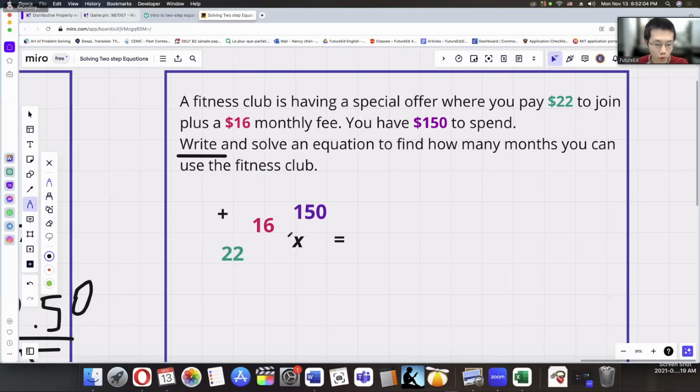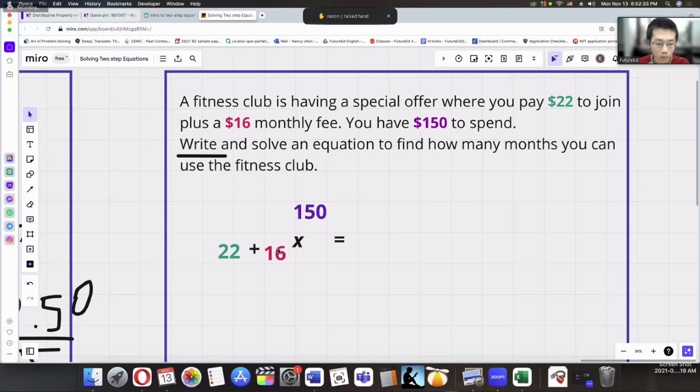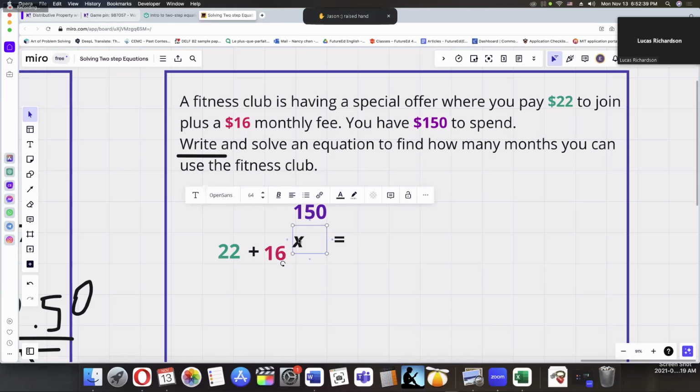I just have a bunch of numbers thrown out. Can you guys see the colors and stuff over here? I'm not too sure what to do. Where am I supposed to throw them? Lucas, I see you unmuted yourself. I feel like if you put 22 plus 16. So let's try that, 22 plus 16. Then what? Then you wait, just give me a moment. No problem.